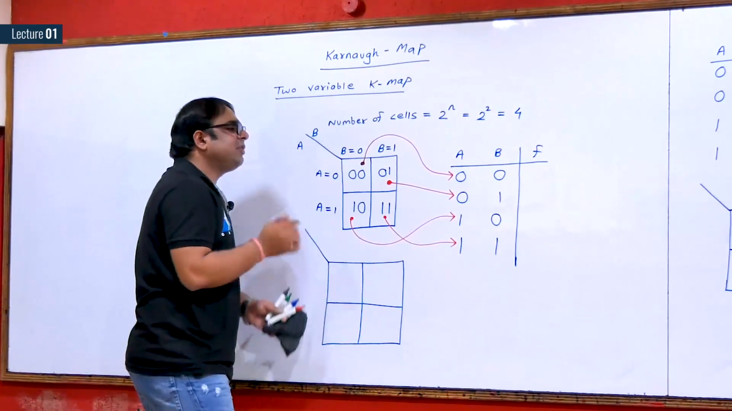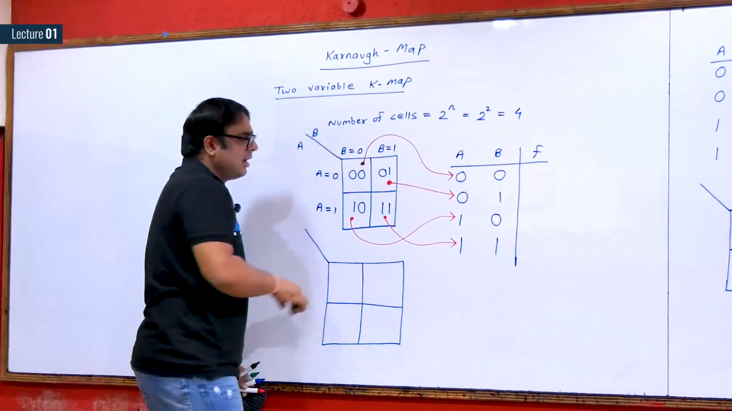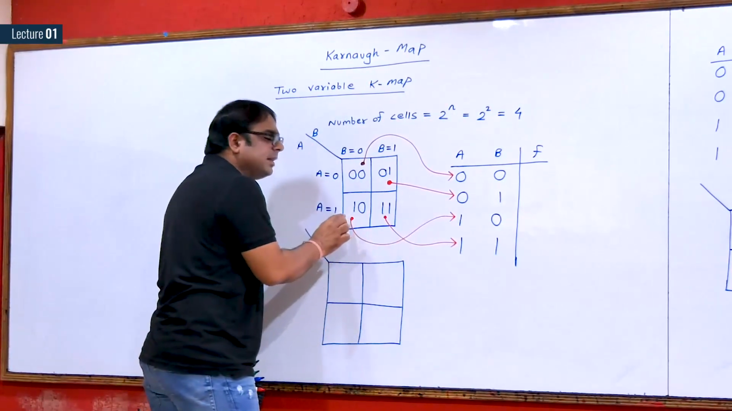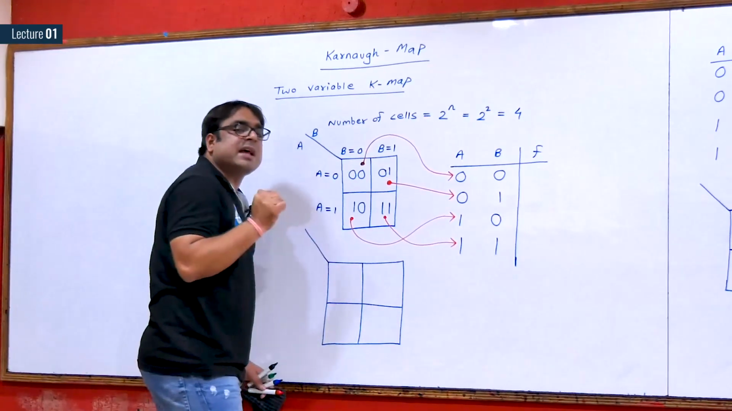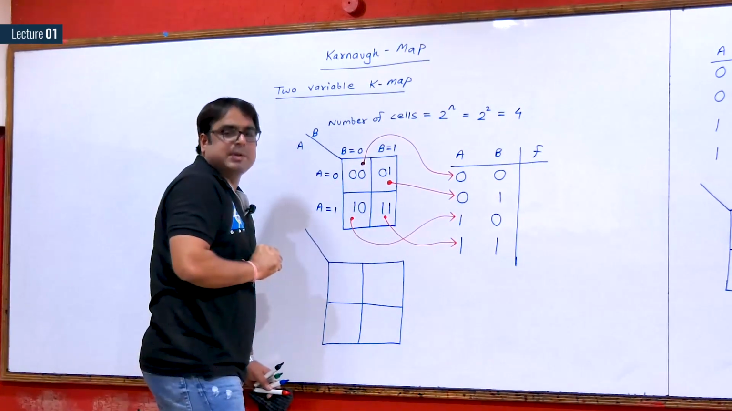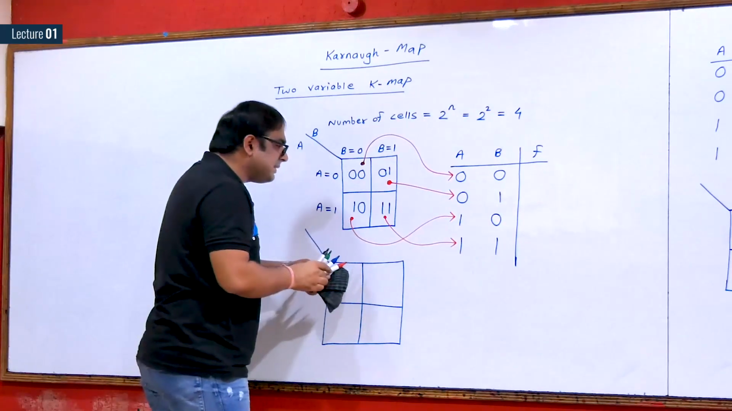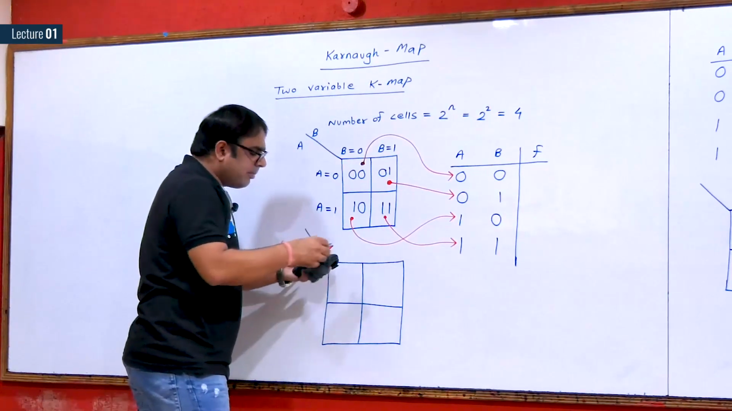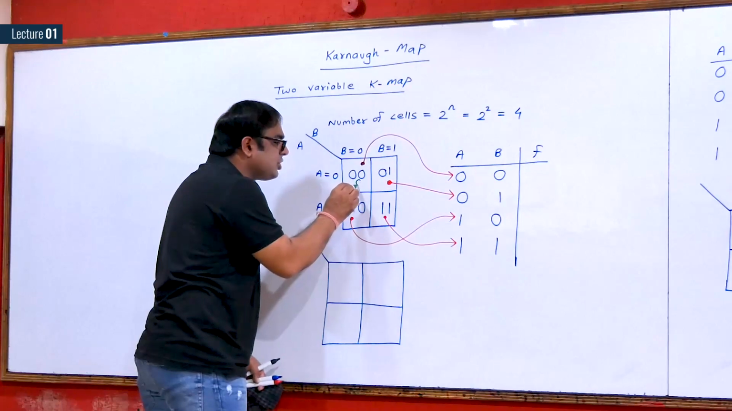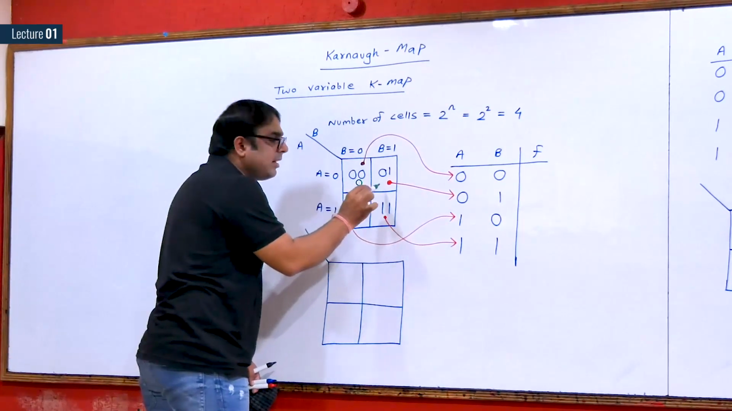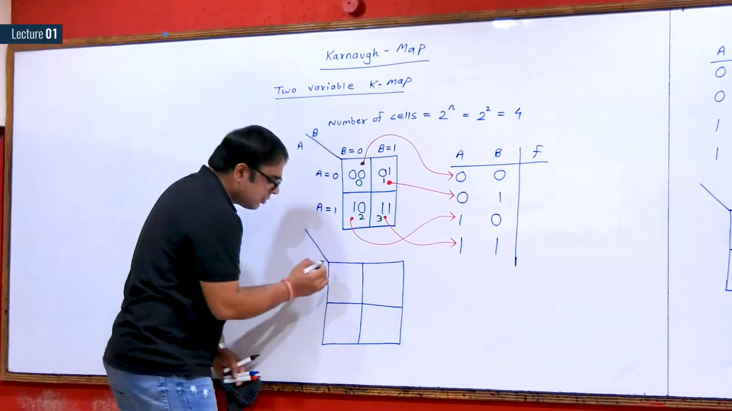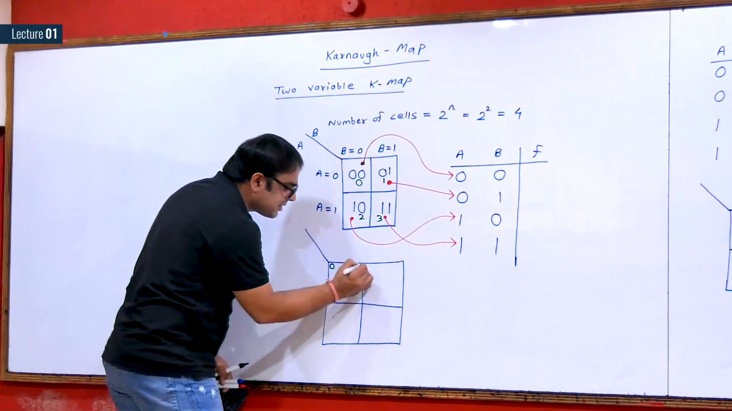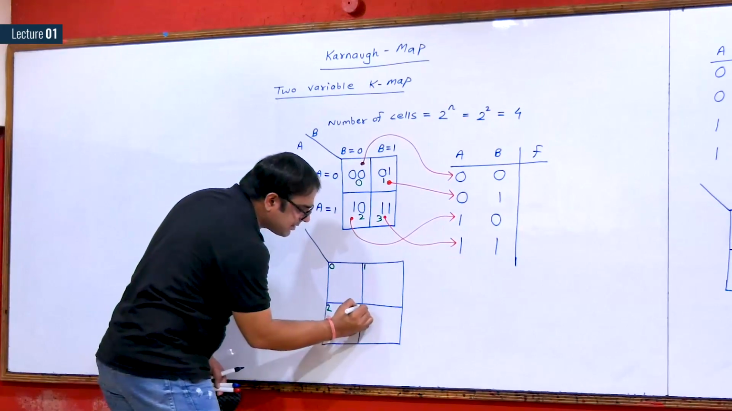So, one thing that we should know is this combination in decimal. Actually, each cell has its cell number. So, what is the cell number? If you can see, these combinations in decimal are 0, 1, 2 and 3. So, this is your cell number 0, cell number 1, cell number 2 and cell number 3.